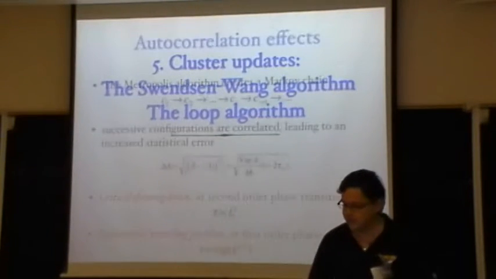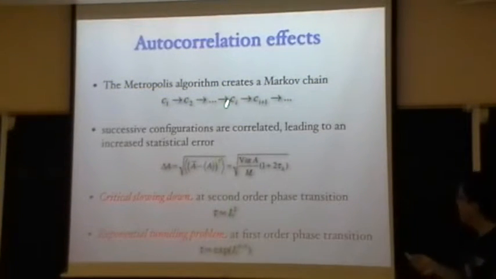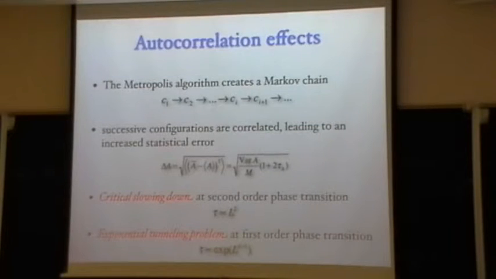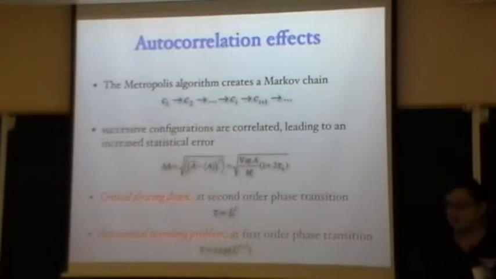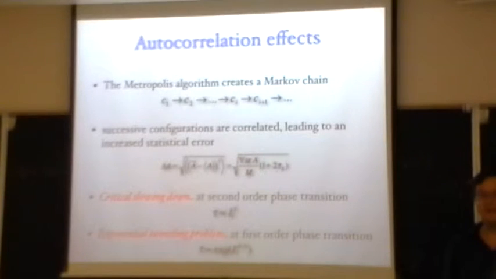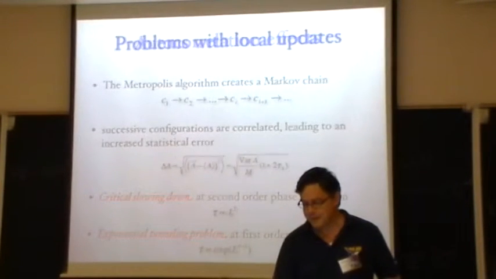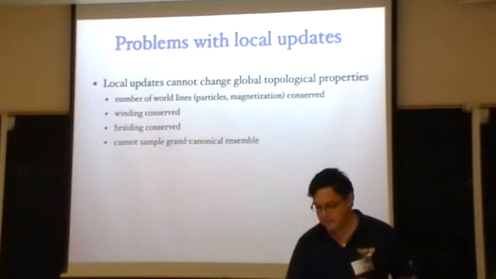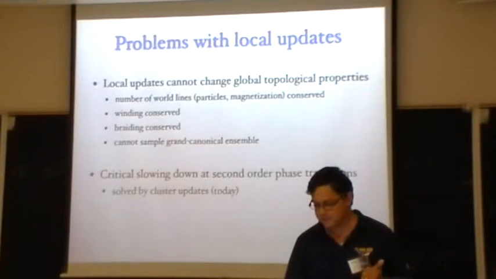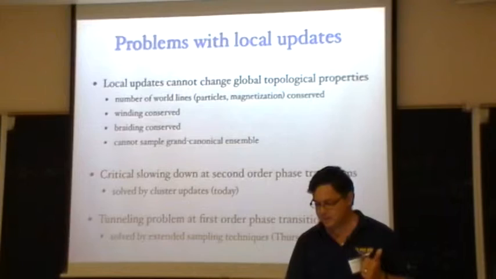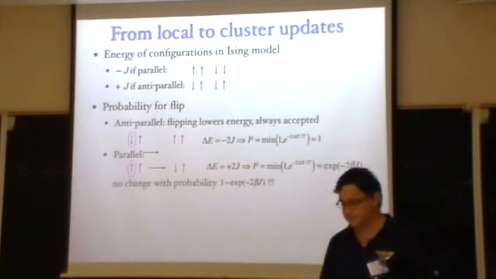Now, the last quick topic. We saw that the critical slowing down happens. It was a power law at the critical point. It is exponential at a first order phase transition. How can one overcome that? What I want to show you now as the last topic is that the local updates have problems, mostly today the critical slowing down.